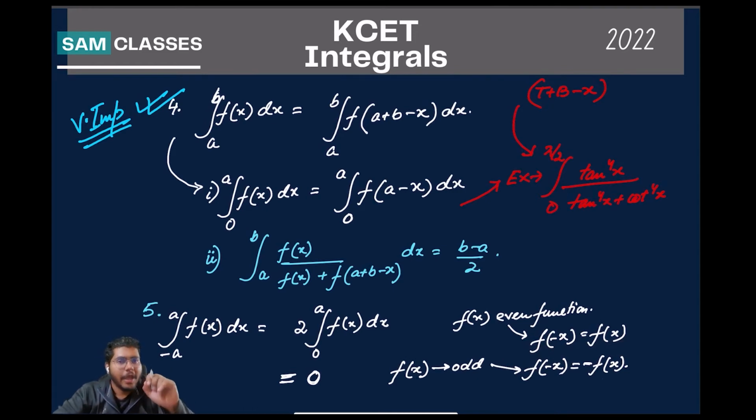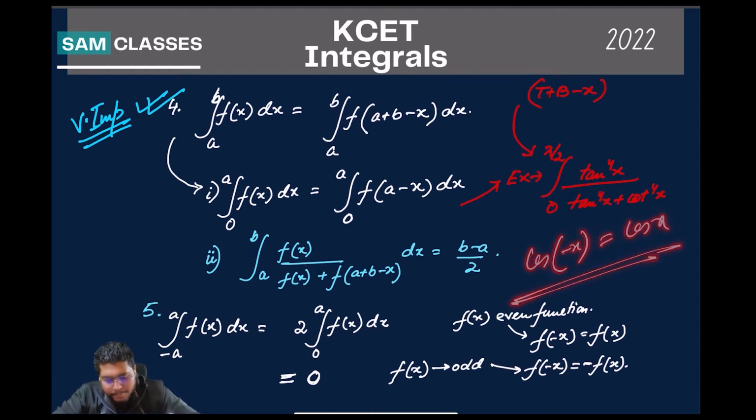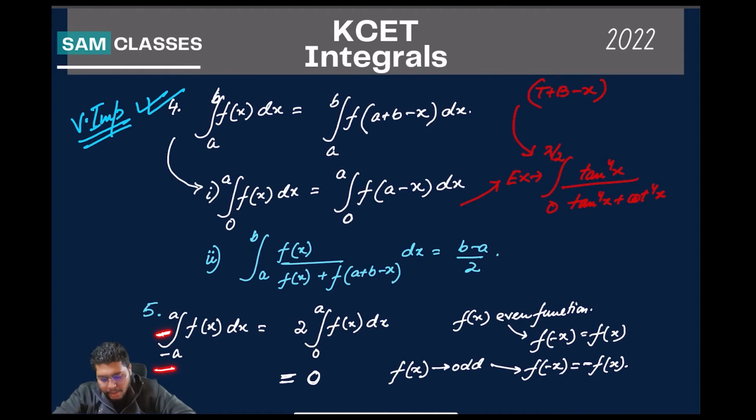Let's say I have a function f(x) is equal to cos x. So if I put cos of minus x, students, what will happen? It will be cos x only, no? It can absorb the sign. So in that case, when we are doing the integration from minus a to a f(x) dx, we can just do 0 to a, 2 times f(x) dx. And if it is an odd function, we can just make it 0.